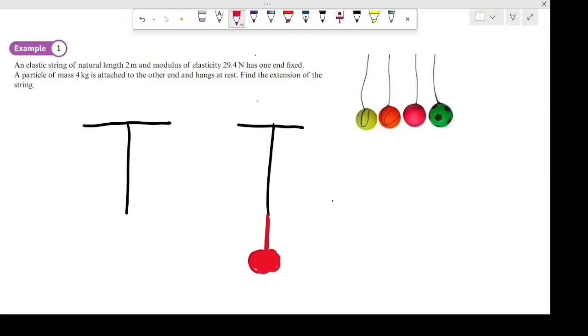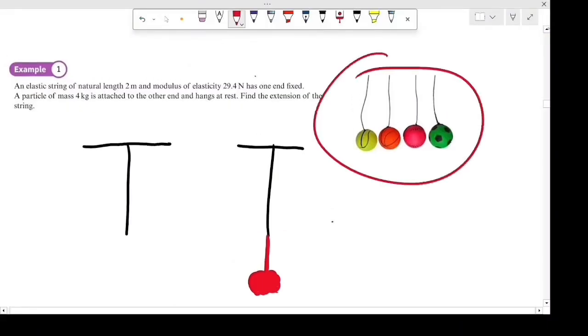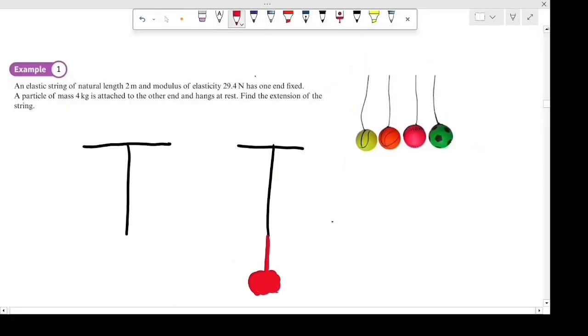Hanging at the end of the string. And so you can imagine, and this is why I included the diagram, this is essentially what's going on if you're struggling to visualize it. We got some string and then a ball hanging at the end, stretching the string down. So hopefully you can visualize this.